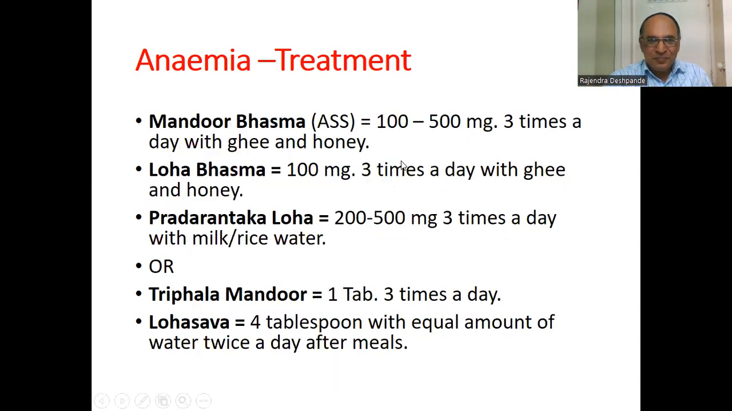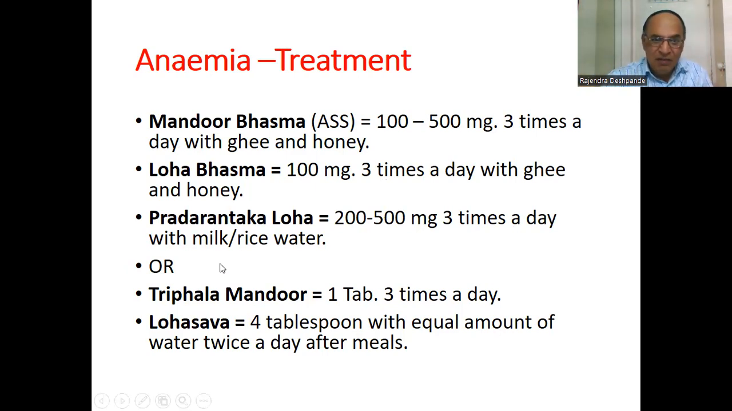Mandura Bhasma, again very soft and gentle for children and old people, 100 to 500 milligrams 3 times a day. You can drop this Loha Bhasma or add it, 100 milligrams 3 times a day. Then Pradarantaka Loha, very interesting. What is Pradara? White discharge in females. Whenever you find a lady with bleeding problems in the menstrual cycle, white discharge and anemia, don't forget to use this formulation, Pradarantaka Loha.